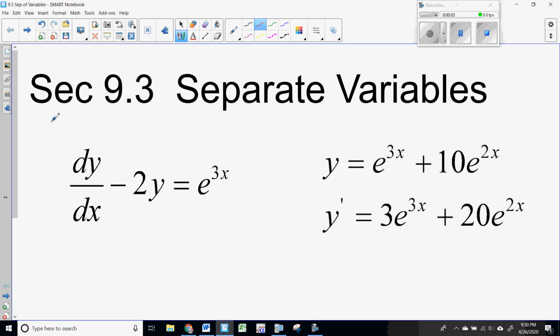In today's video, we want to continue to look at some differential equations and something that we've already talked about, which is separation of variables. We want to come back and review this concept that we have talked about previously.